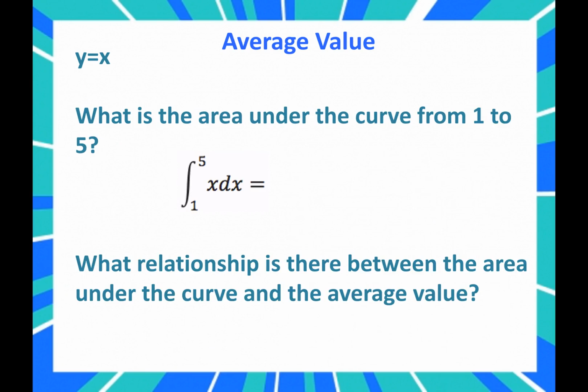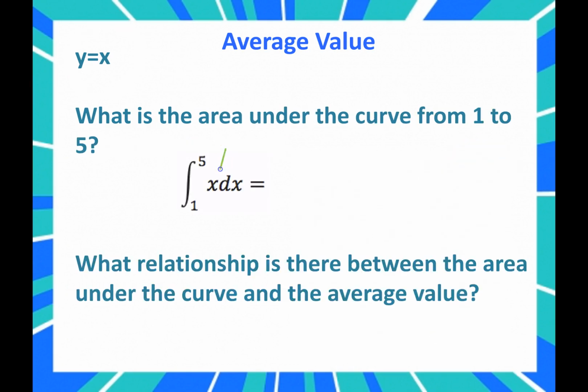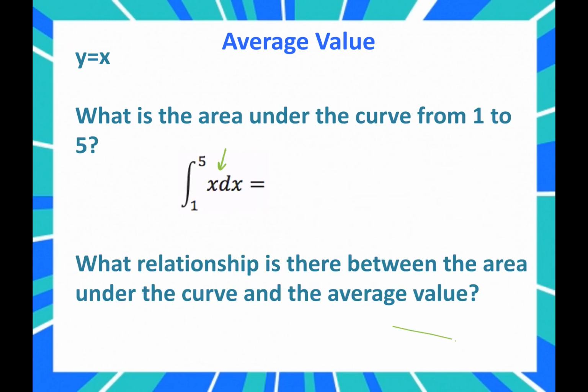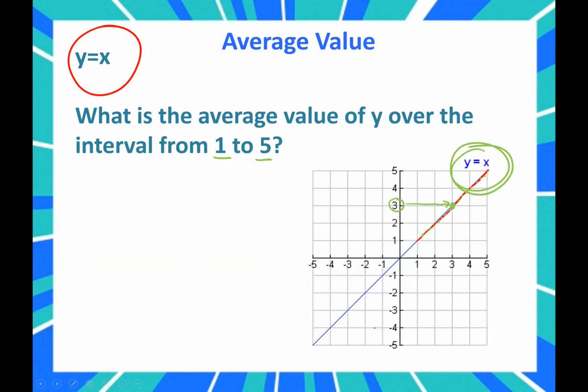So what is the area under the curve from 1 to 5? Please notice that this is the exact same function, right? Y equals X was our function. So here's my Y equals X, and we were also talking about from 1 to 5. I'm just going to calculate this, and we're going to determine how this relates back to the answer that we got, which was 3. Remember here the answer was 3.